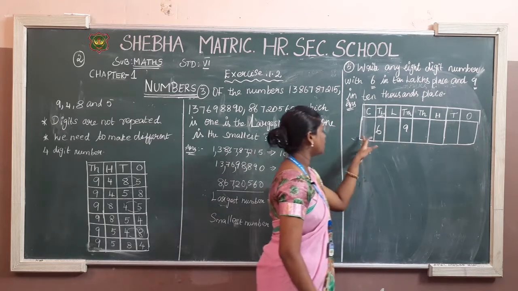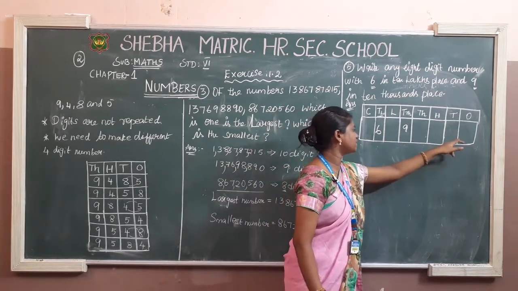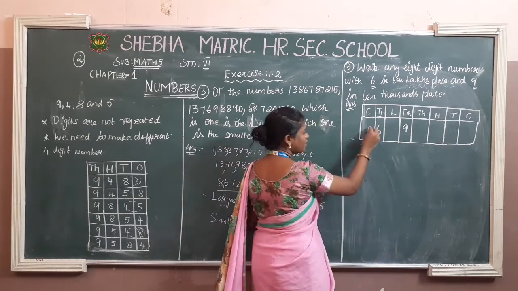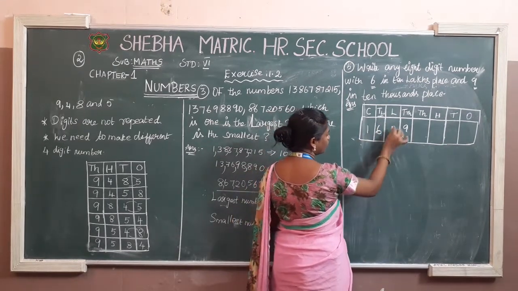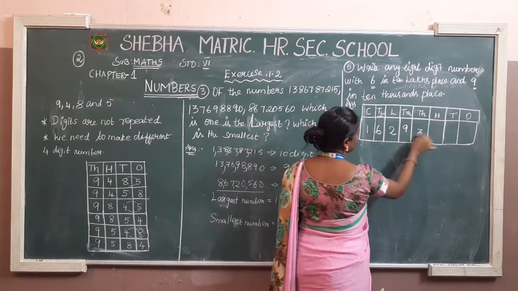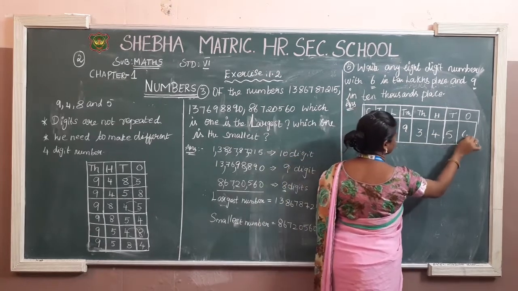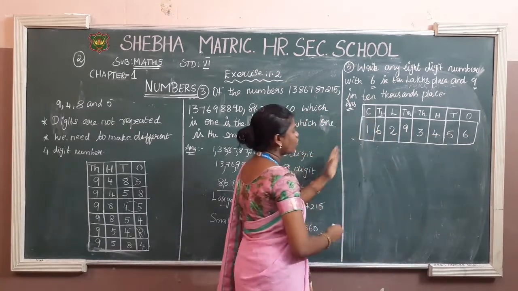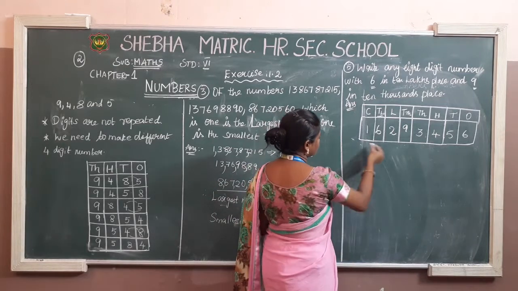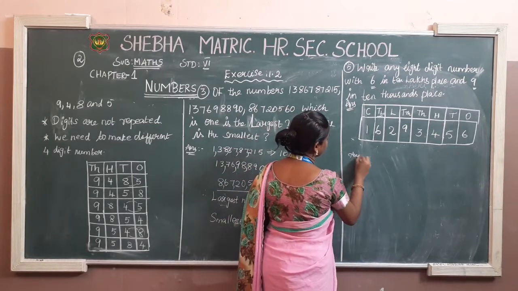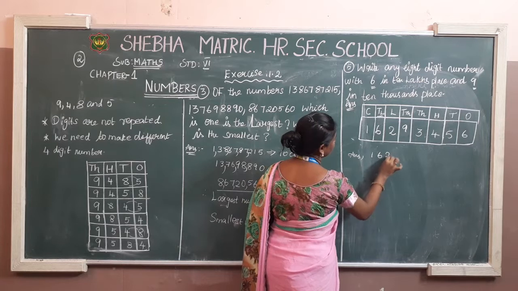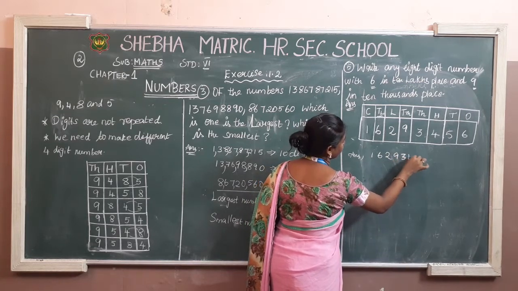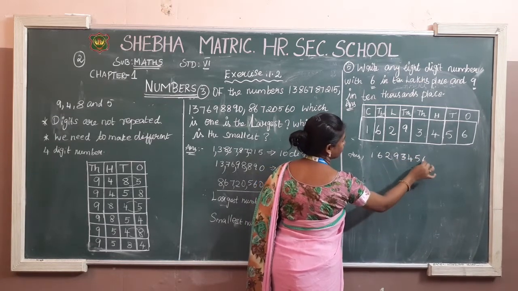We can write any numbers in the boxes, for example 1 and 2 and 3, 4, 5, 6. We can write any numbers, as long as it satisfies the conditions. So the answer is 1 6 2 9 3 5 4 5 6.